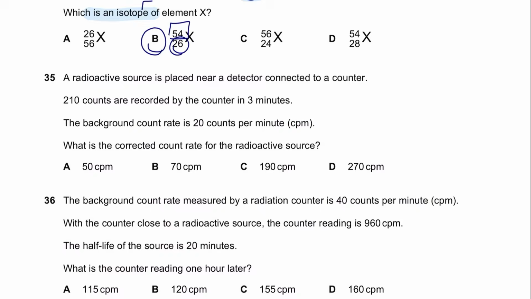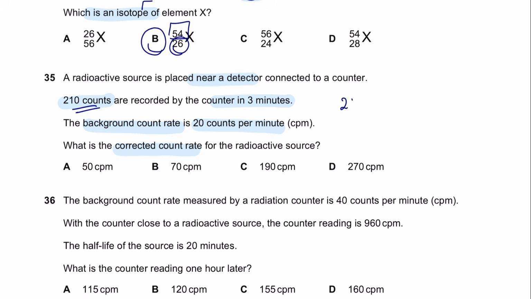Question 34. A radioactive source is placed near a detector connected to a counter. 200 counts are recorded by the counter in 3 minutes. The background count rate is 20 counts per minute. What is the corrected count rate for the radioactive source?